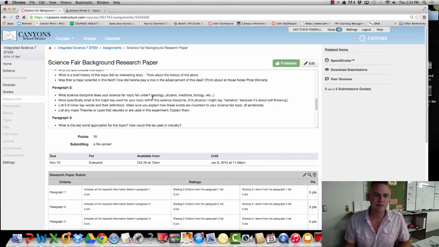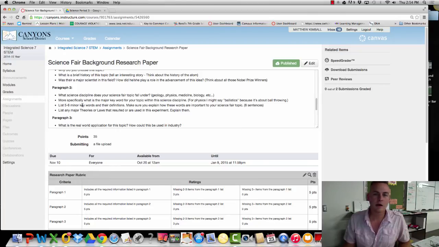The second sentence asks more specifically, what is the biggest keyword for your topic? If you're floating the egg, it's buoyancy. Okay, for physics, I might say ballistics. The physics behind a ball or a trajectory or throwing something is typically called ballistics. That's a good keyword. Then list 5 or 6 minor keywords and their definitions.